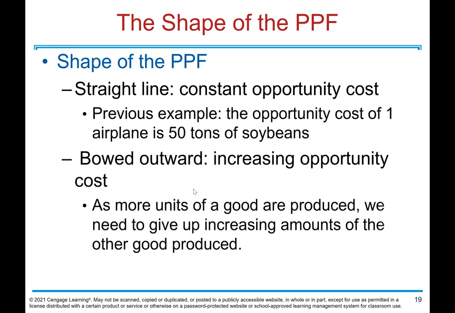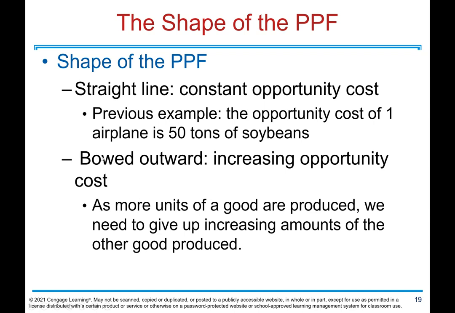The shape of the PPF. The shape of the PPF is a straight line. That means there's constant opportunity cost. You know that the slope of a straight line is a constant. In the previous example, the opportunity cost of one airplane was 50 tons of soybeans, if you solved that last question.